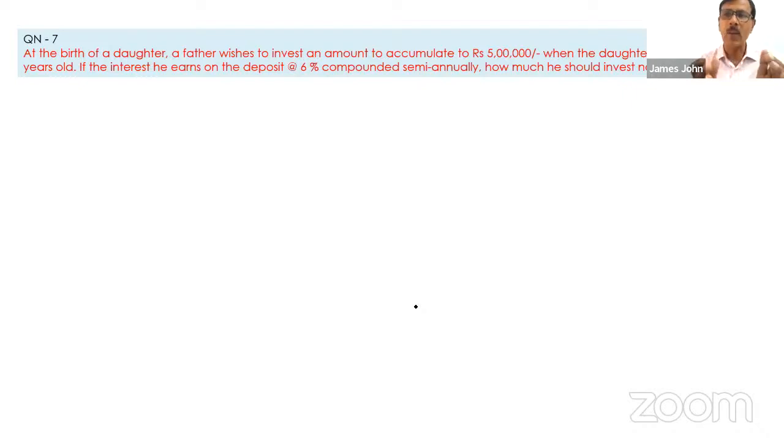6% compounded semi-annually means 6% half-yearly compounding. They calculate interest every 6 months and add it to the principal. It doesn't mean that he is making a deposit every half year. What is there? A child is born. At that time, the father wishes to deposit an amount so that it grows to 5 lakh when the daughter attains the age of 18. So this 5 lakh is the future value.